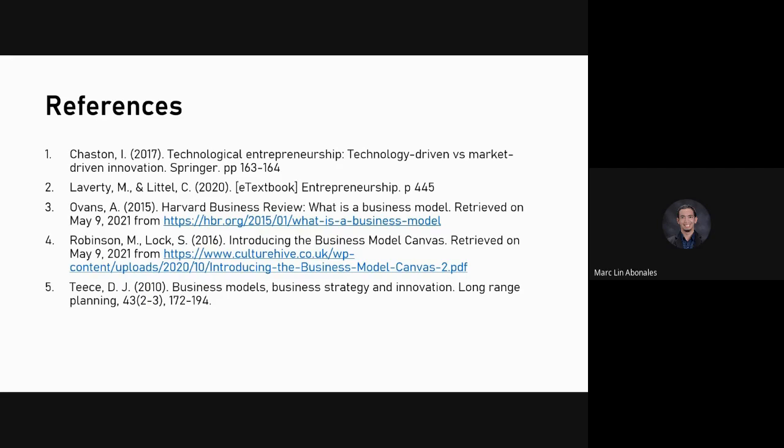So you can check the references as shown here in the slide. So this is the basis of our discussion on the business model and business model canvas.